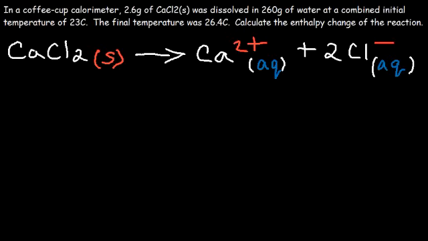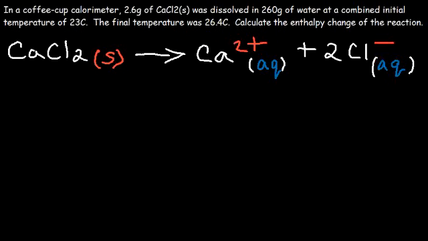In a coffee cup calorimeter, 2.6 grams of calcium chloride was dissolved in 260 grams of water at a combined initial temperature of 23 Celsius. The final temperature was 26.4 Celsius. Calculate the enthalpy change of the reaction.